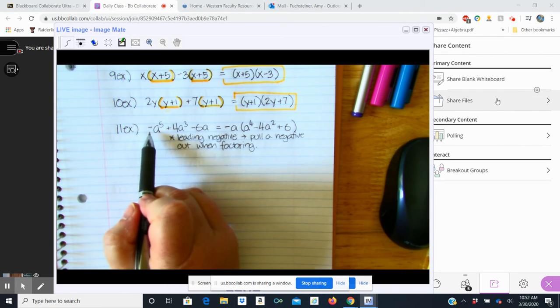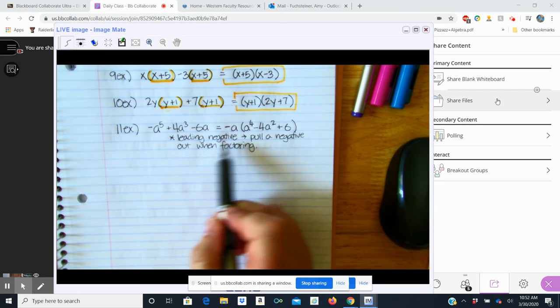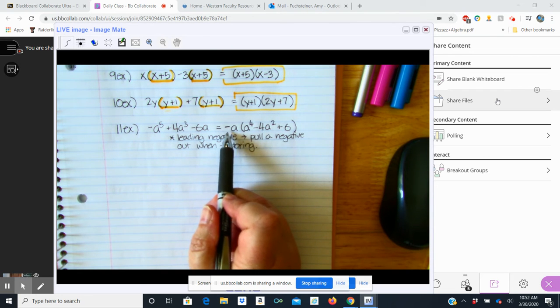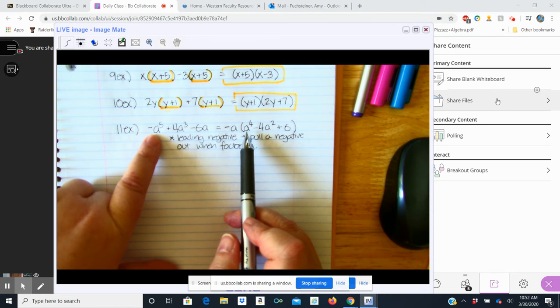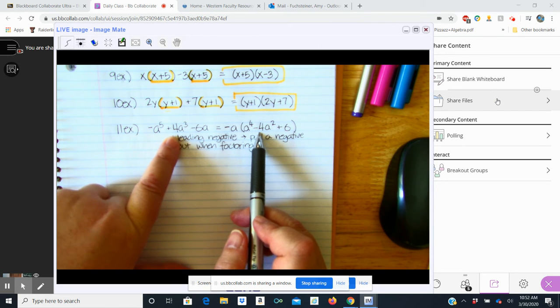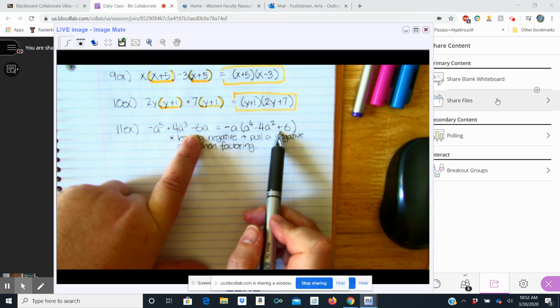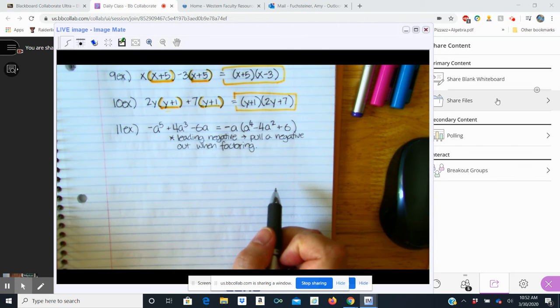So when you're leading with a negative, you want to pull a negative out when you're factoring. That will change the signs on everything that's left in your second factor.